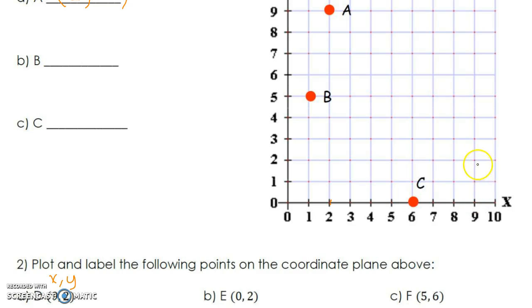So that's up 2. Again, remember, you walk into the elevator first. So starting at the origin, we walk to 9, and then we go up 2 floors. And we always make a point and then label it point D. Okay? I want you to try the same things for point E and point F.